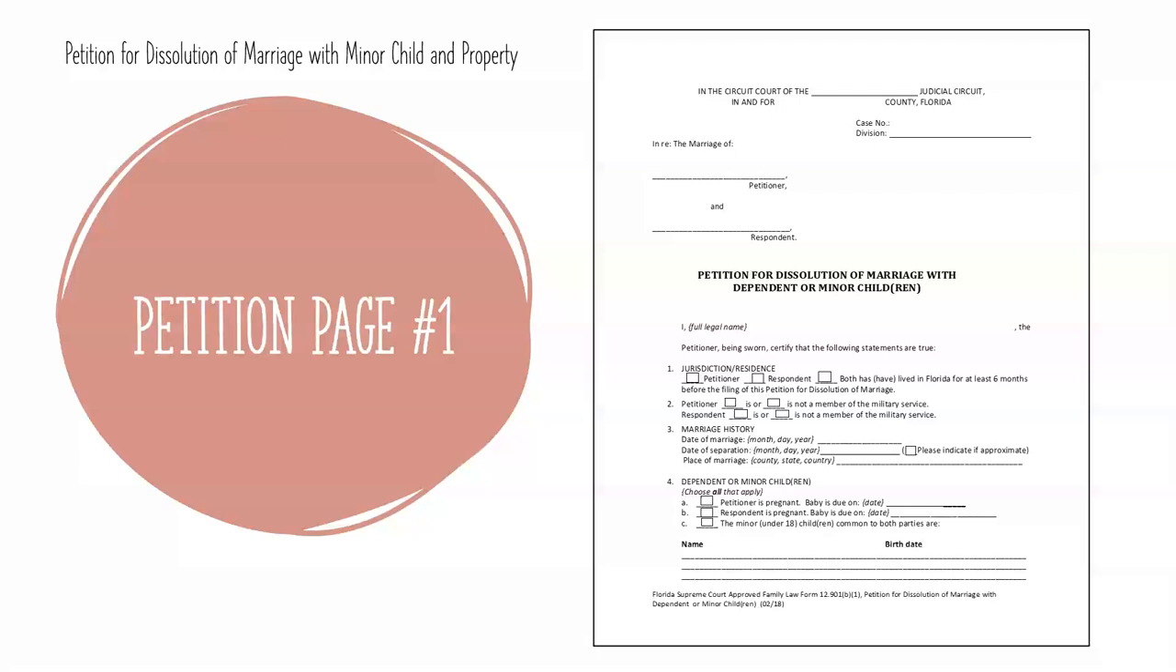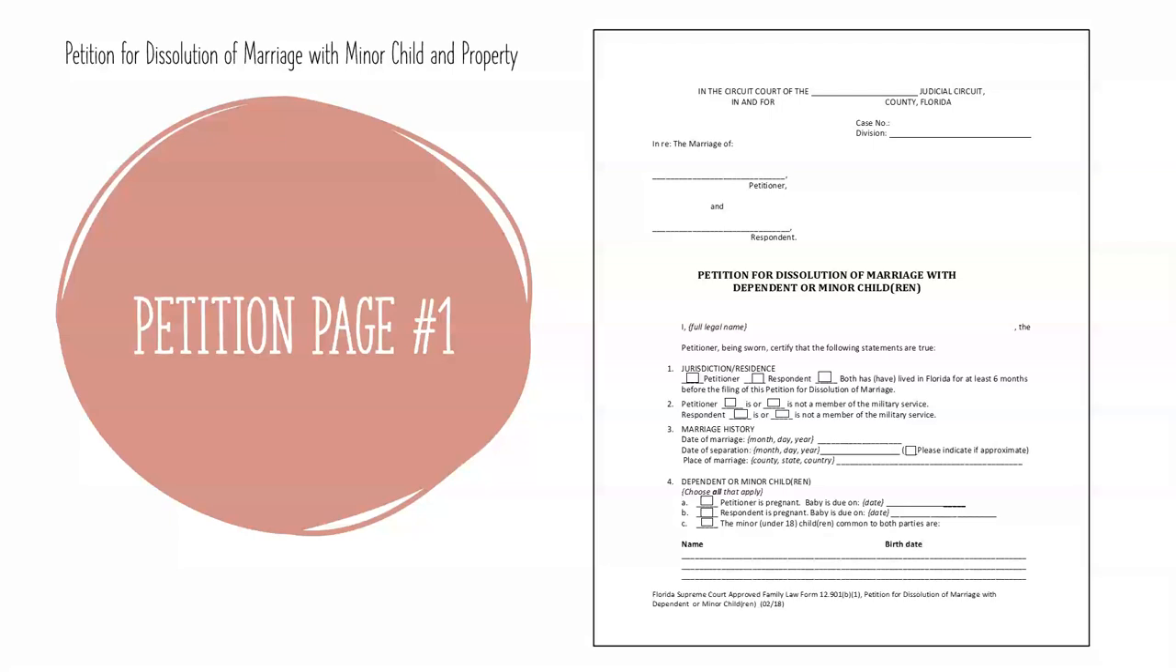6. Paragraph 4, children of the marriage. This section gathers information about any children born of the marriage or pregnancies. Select the appropriate boxes. Box A, check if the petitioner is pregnant and provide the due date if applicable. Box B, check if the respondent, wife, is pregnant and provide the due date if applicable.